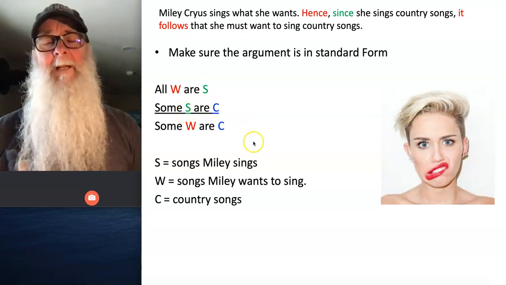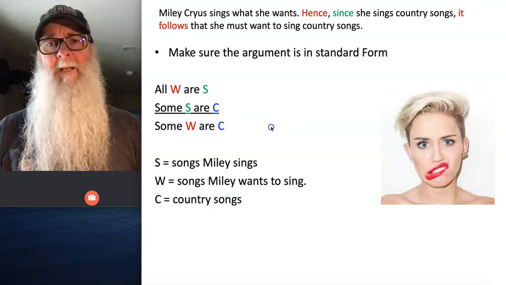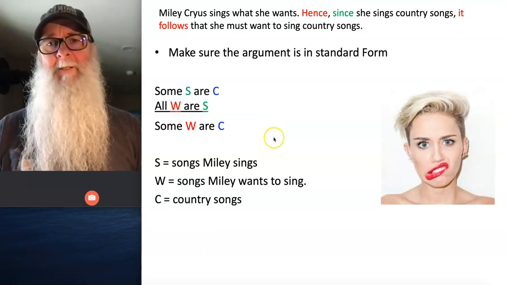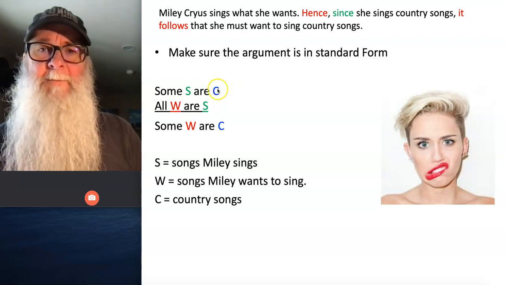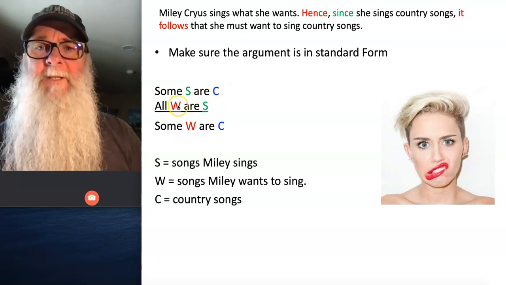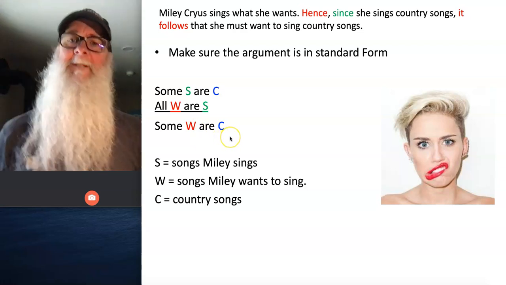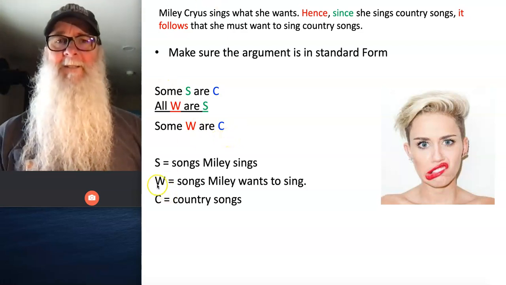The other way we can make this argument in standard form is just by switching the order of the premises. And now we can see here that the major term, the predicate of the conclusion, is right up here in the first premise, and the minor term, the subject of the conclusion, appears here in the second premise, and our argument is in standard form.